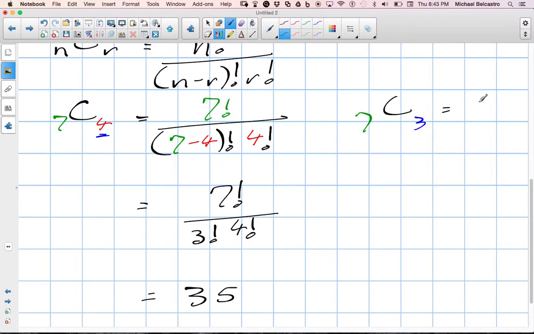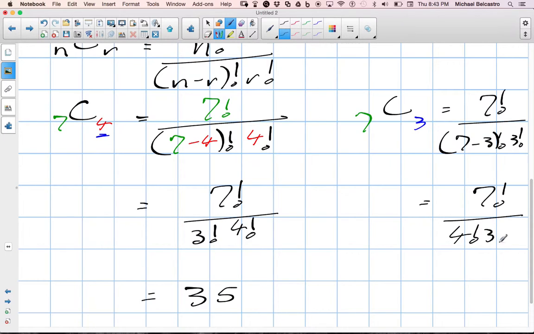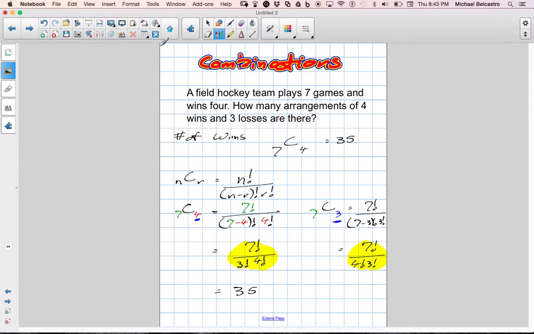I'm going to write this all in black. We would have had 7 factorial over 7 minus 3 factorial times 3 factorial. And that ends up at 7 factorial over 4 factorial times 3 factorial. So if you notice, this answer and this answer here are the exact same. So whether we decided to measure losses or wins, we would have ended up at the same point with 35 different options.